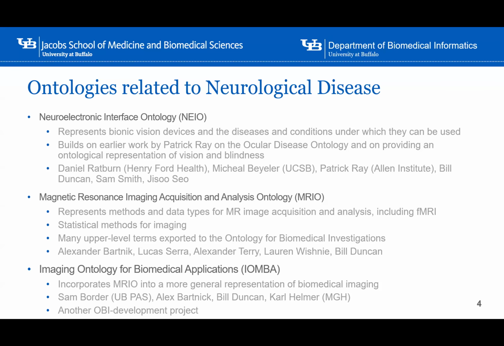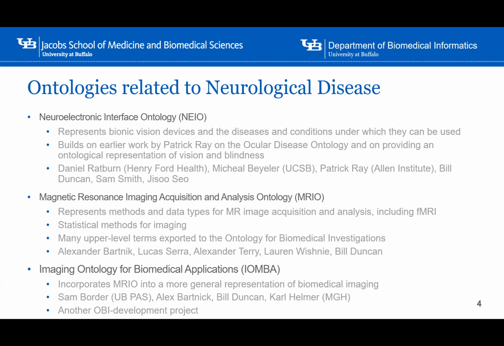So directly after me, Alex Bartnick will be talking about the magnetic resonance imaging acquisition and analysis ontology, which represents methods and data types for magnetic resonance image acquisition analysis, including fMRI. And recently we've added a lot of statistical methods for imaging. Many of the upper level terms here have been exported or gifted to the Ontology for Biomedical Investigations, and we have a whole set of new terms that we want to be giving them soon.